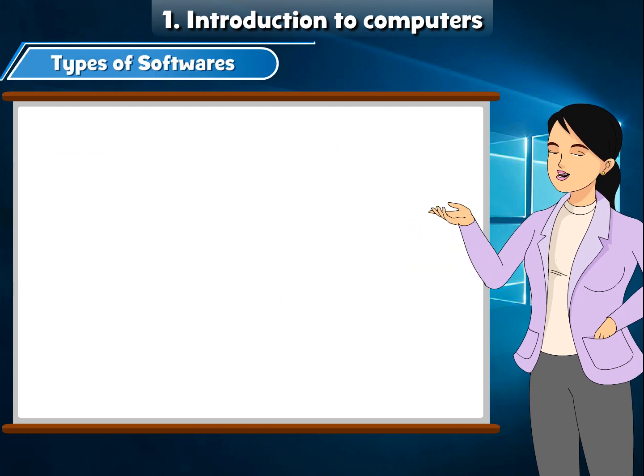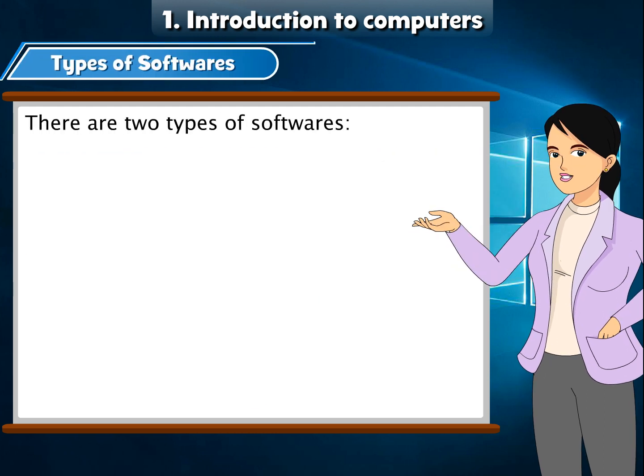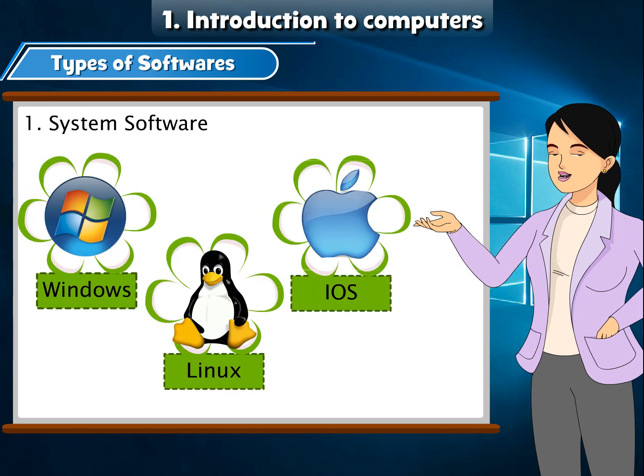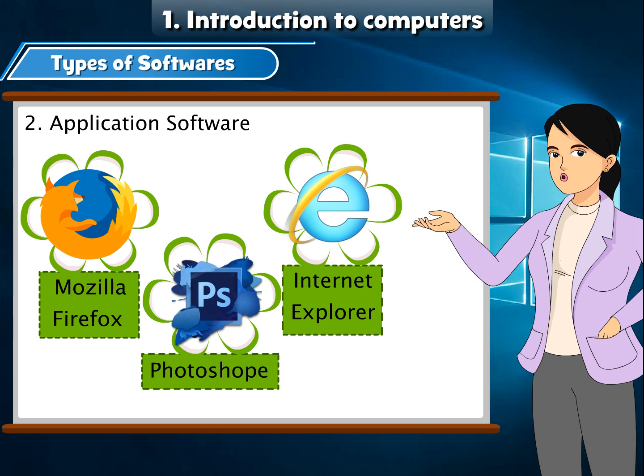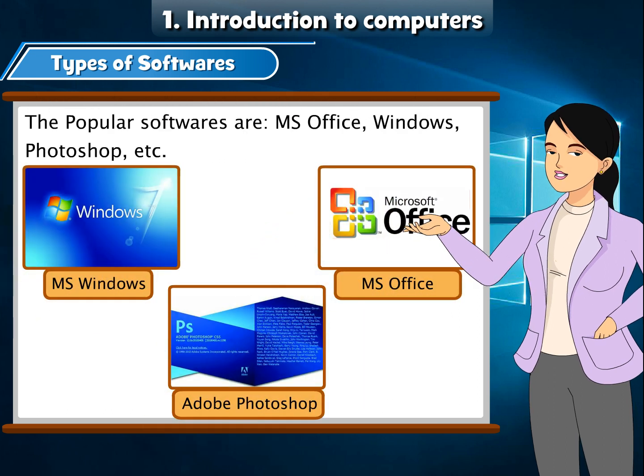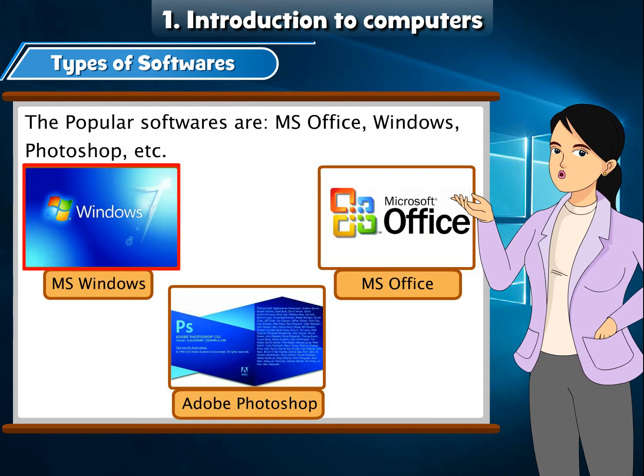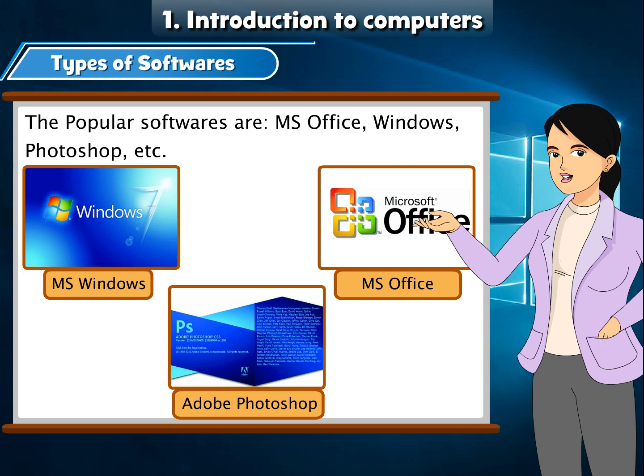Types of software. There are 2 types of software: 1. System software. 2. Application software. The popular software are MS Office, Windows, Photoshop, etc.